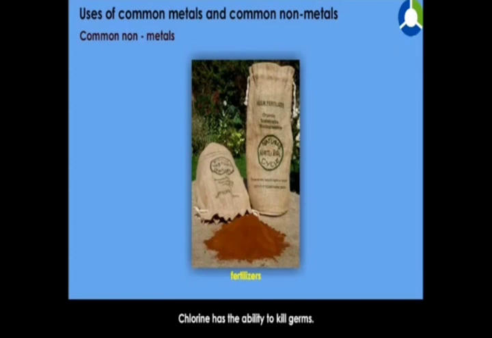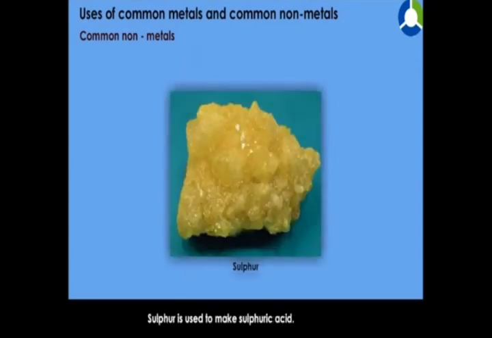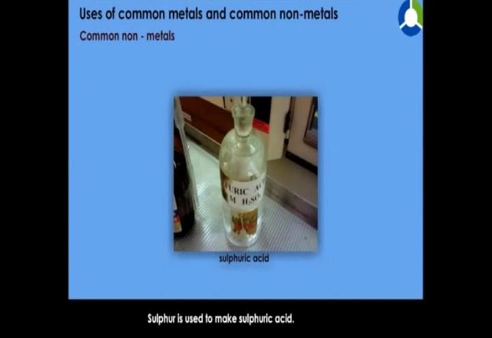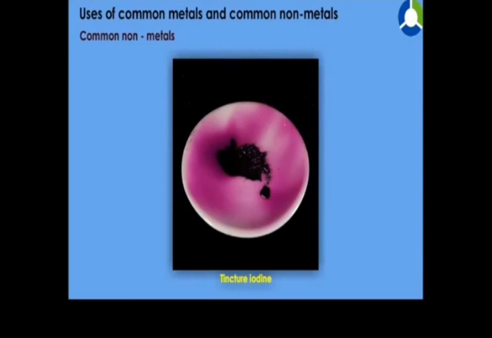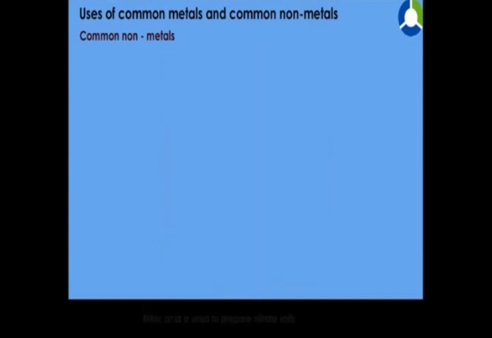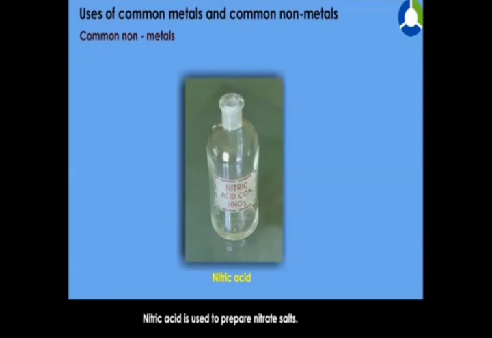Yes. Chlorine has the ability to kill germs. It is used in water purification. Sulfur is used to make sulfuric acid. Finally, tincture of iodine is a solution of iodine in alcohol that has antiseptic properties. Non-metals are also useful in their compound form, like nitric acid, which is used to prepare nitrate salts. Finally, nitrates of silver are used in photography.